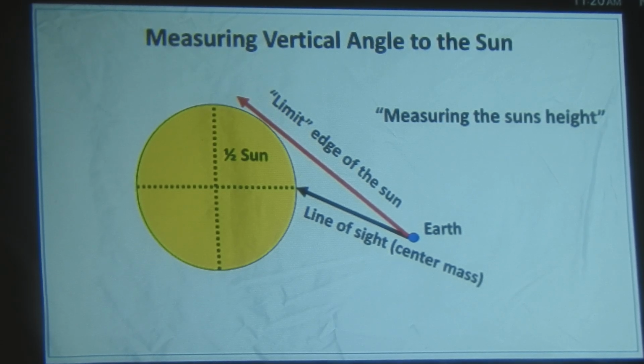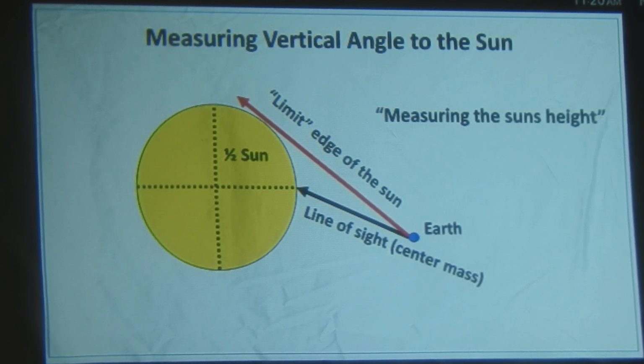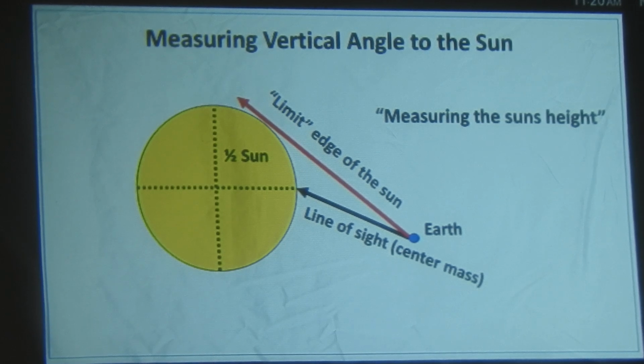Measuring vertical angle to the sun, measuring the sun's height. Again, when we sight in on the sun, we go center mass, or line of sight. When we're actually measuring it, we're measuring half the sun's size, taking the size into consideration when we're doing vertical angle testing. The limit is the edge of the sun, or the half sun size. So I think it's right around 440,000 miles, the sun size being right around over 900,000, somewhere around there. And that's the heliocentric globe model. Again, vertical angle, measuring that angle to the sun, that's what it looks like.